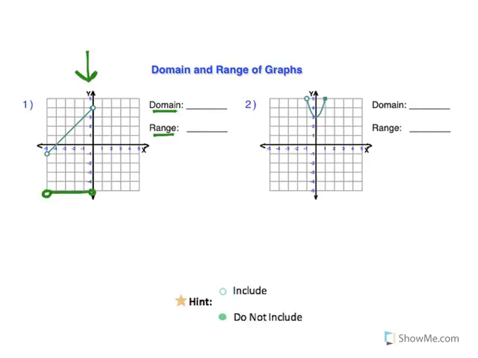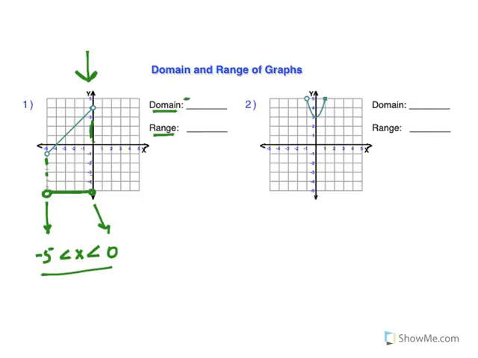Then we connect this line, and we put this number as the smallest. We put x because we're talking about domain. We use less than because we are not including the number. Oops, I didn't do that. We put a less than symbol because we are not including this number. And this number, 0, goes here. So we say that the domain goes from -5 to 0.